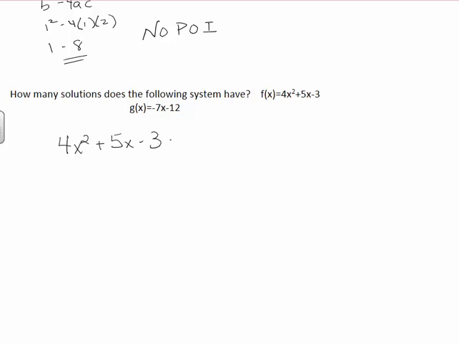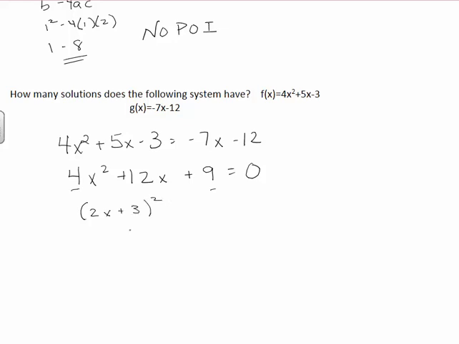5x minus 3 is equal to negative 7x minus 12. So what we have here is 4x squared plus 12x plus 9. So again here, one of two things. I can factor this, or I can use my discriminant to find out how many solutions there are. A good thing to realize is, remembering your factoring, that here I have a perfect square trinomial. Remember that if you square root the first term and the last term and multiply it by 2 and it equals b, then you can factor it really easily by going 2x plus 3 squared.